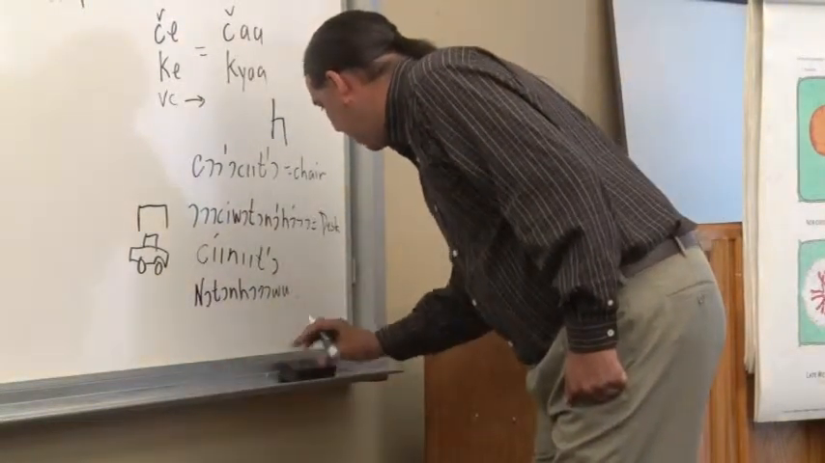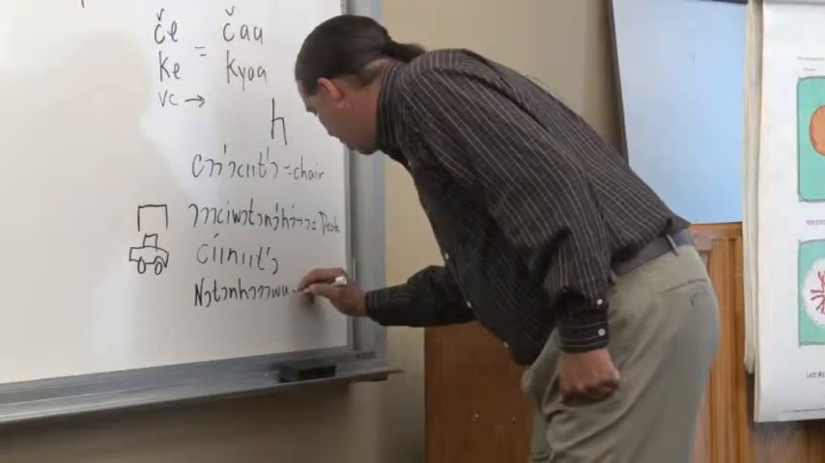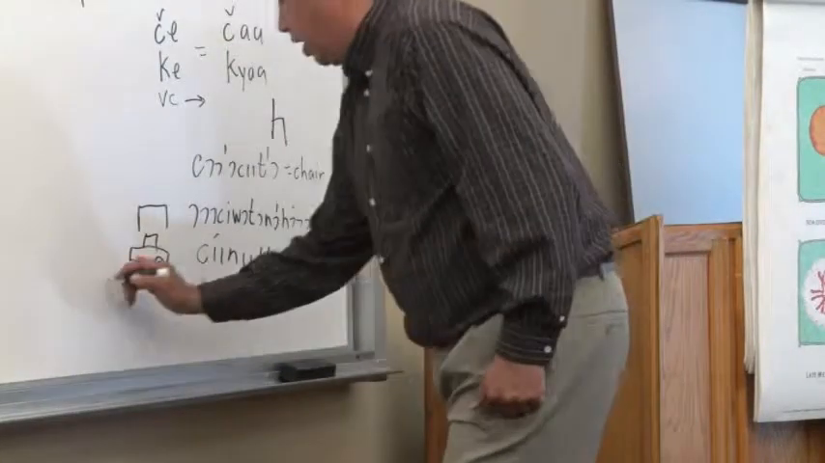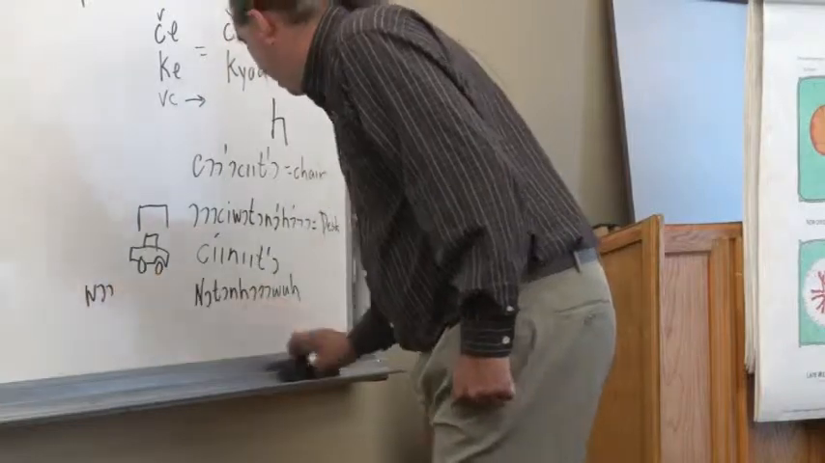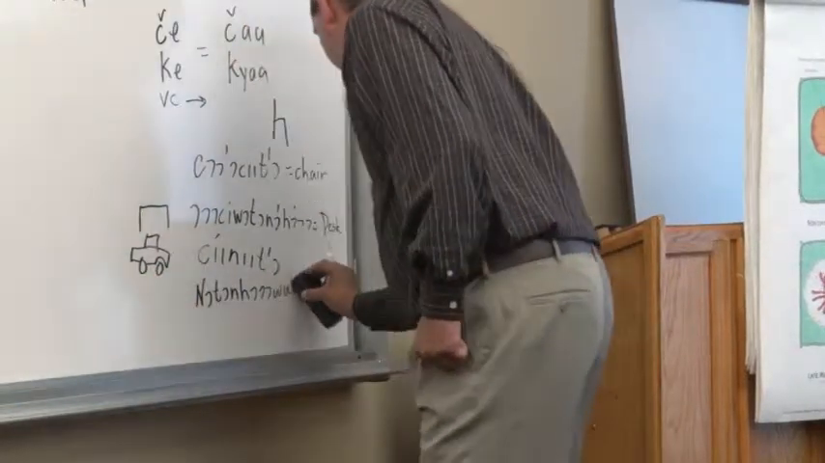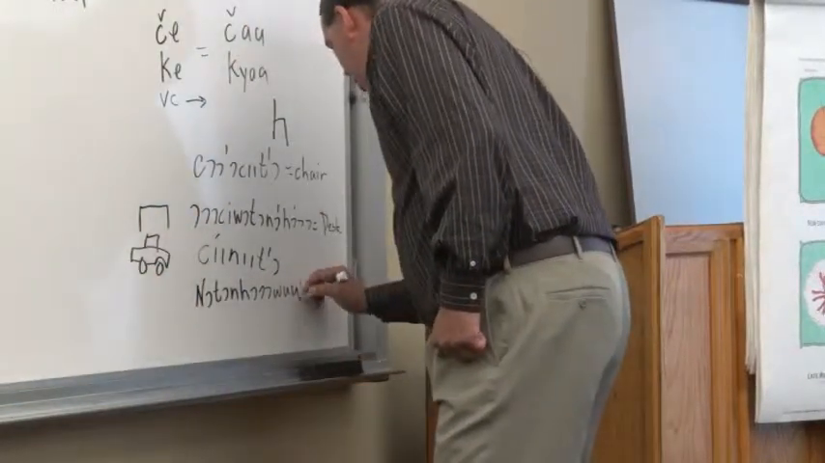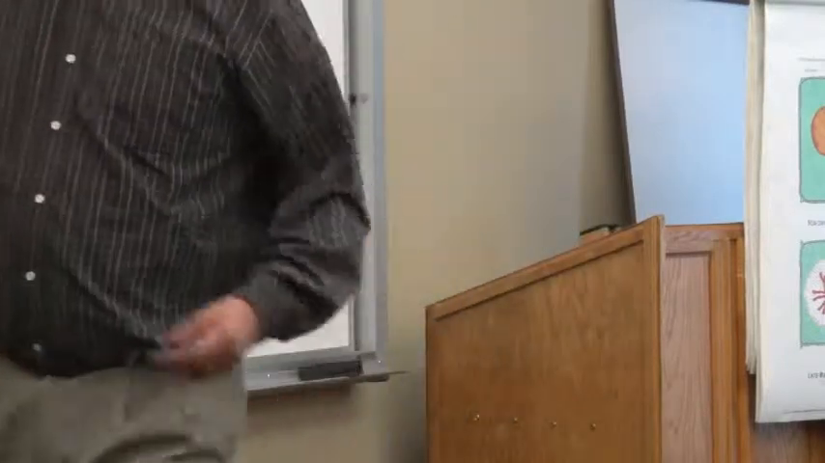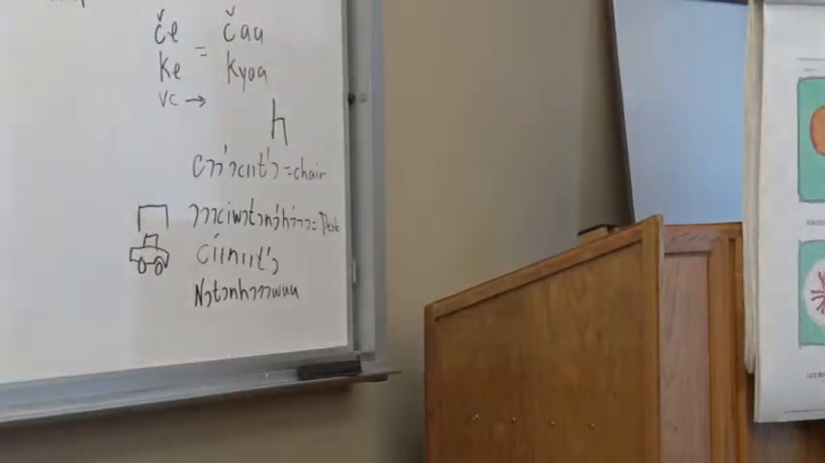Now I'm going to put these there. This is always kind of tricky. Not done how, but we say not done how woo on the end. So I'm just going to teach you that way right now. Not done how woo.